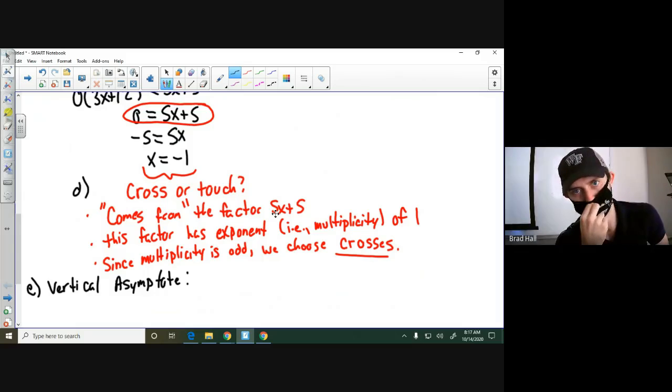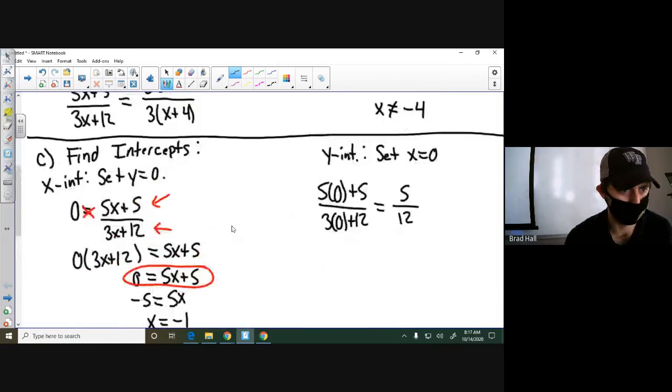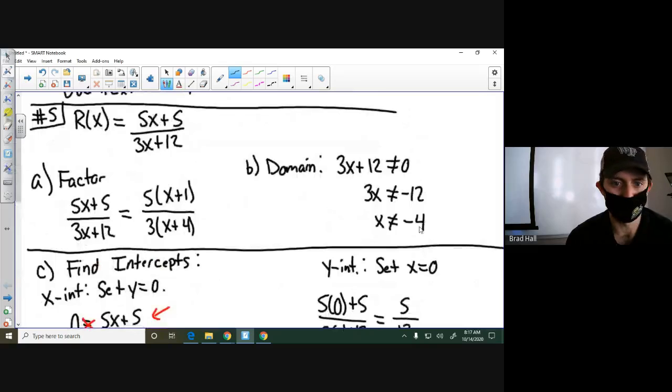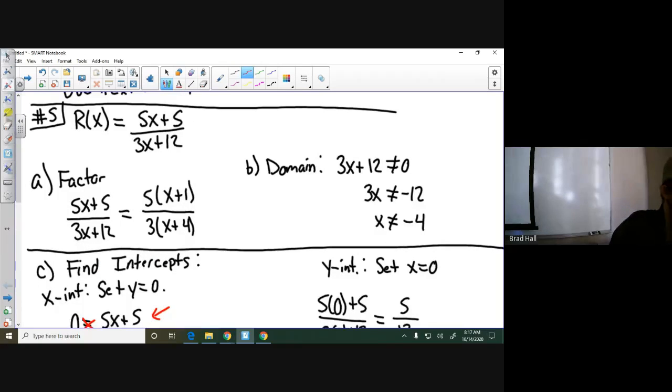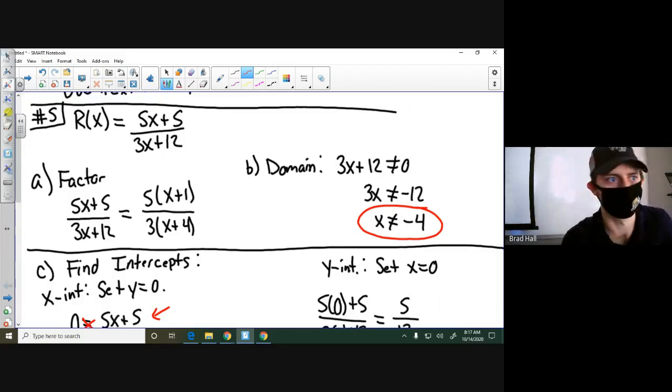The vertical asymptote. I mentioned this in the Monday session when I was going over the workbook assignment. The vertical asymptote is almost 100% of the time just the domain, but with a very slight variation. So what was the domain? The domain we found was x is not equal to -4.